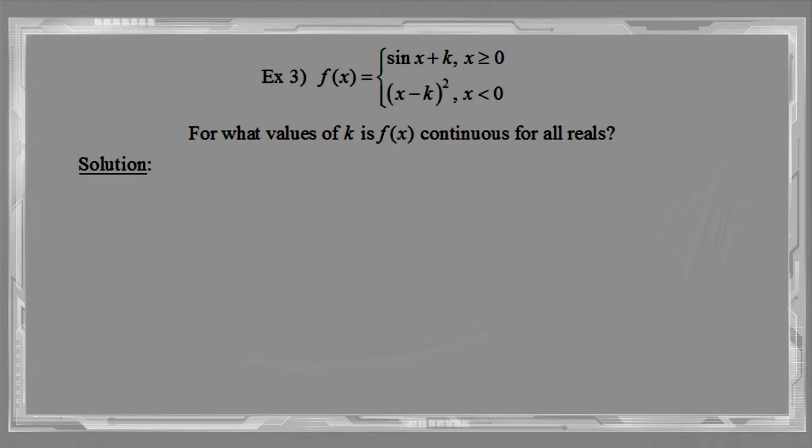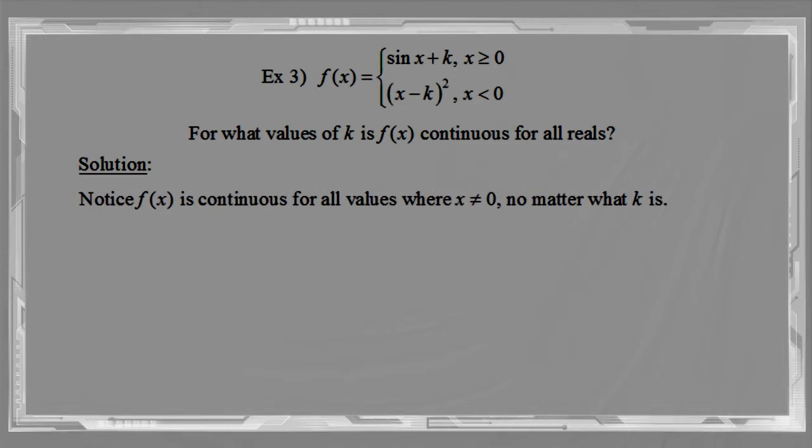Let us now look at an example which puts continuity in perspective. For k a constant, consider the following piecewise function. f of x is equal to sine x plus k for x greater than or equal to 0, and is equal to x minus k all squared for x less than 0. For what values of k is f of x continuous for all reals? Notice f of x is continuous for all values where x is not equal to 0, no matter what k is.